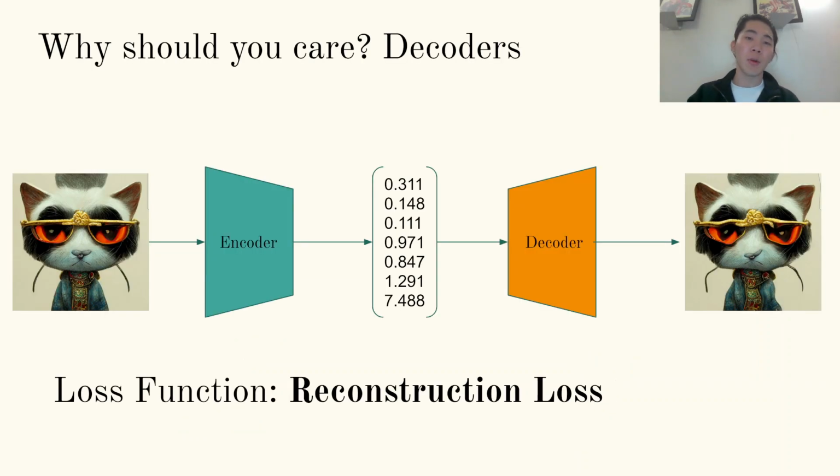So what we want to do is train decoders, right? We want to take the image, map it to a vector, and decode it back, and you get a slightly wonky, slightly different version of the original image, but you get the original image back.